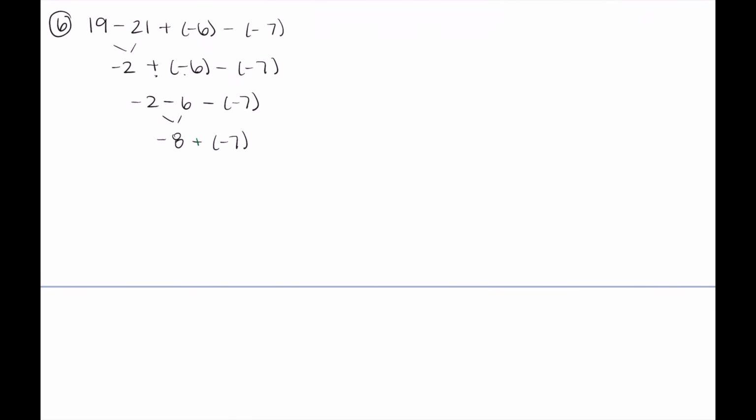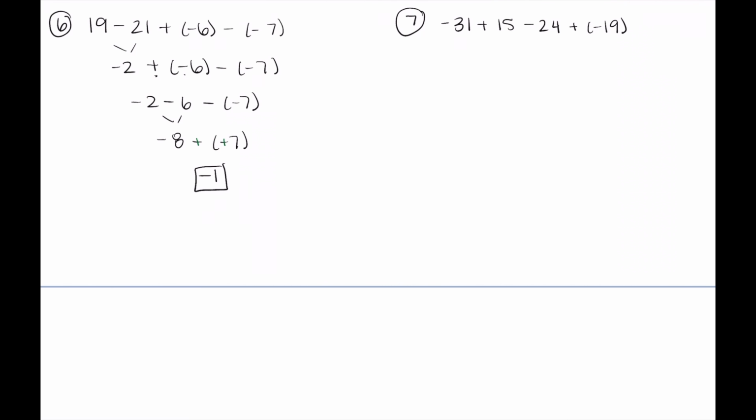And now we have -8 minus -7. Again, the double negative rule, that turns into adding. And -8 plus 7, well, that would just be -1. So -1 would be our answer for number 6. And now we're on to our last problem for today's lesson. For number 7, we have -31 plus 15 minus -24 plus -19.